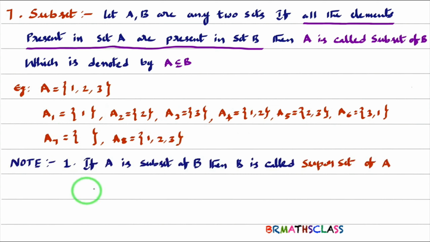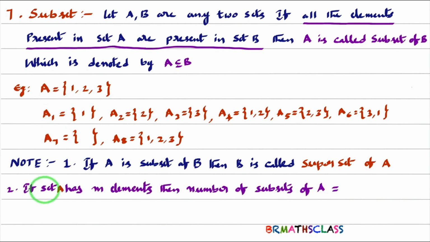First point, whenever A is a subset of B, then B is called a superset of A. You observe, is A1 a subset of A? Yes, the set A1 is a subset of A. Here we say that A is a superset of the set A1. I hope you understand. If set A has m elements, then how many subsets will we get for set A? We will get 2 power m subsets for set A.